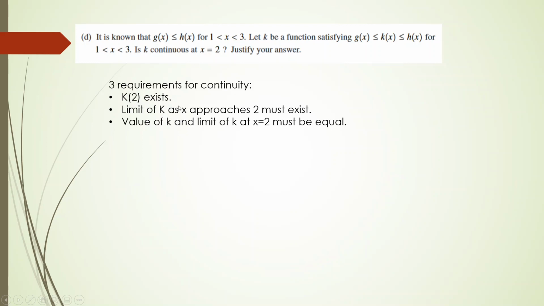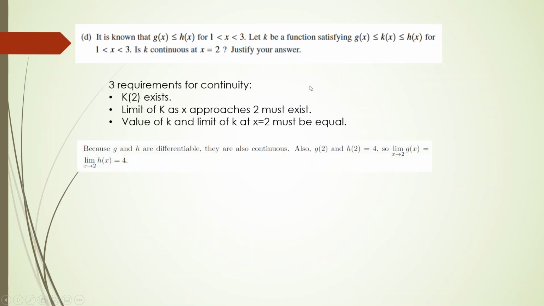The next thing is that the limit of k as x approaches 2 must exist. That means that as you approach 2 from the left and right, you've got to be approaching the same y value from both sides. And then finally, whatever k of 2 is, and whatever your limit is, in order to have a continuous function, those two things must be equal. So whatever the y value is at 2, your function has to approach that y value from the left and the right. So the function has to exist, the limit has to exist, and the value of the function and the value of the limit have to be equal. All three of those things have to be true for us to show that k is continuous.